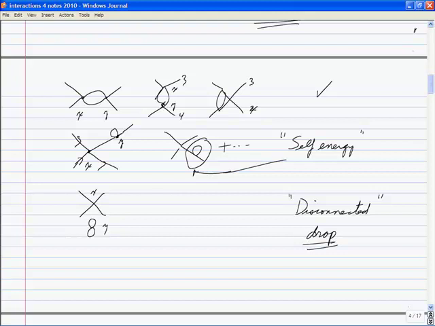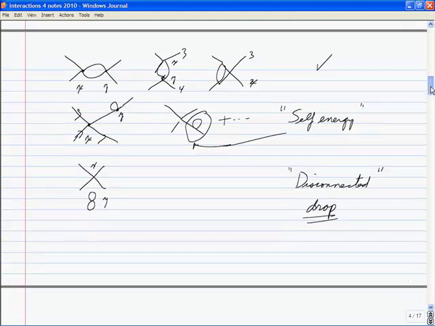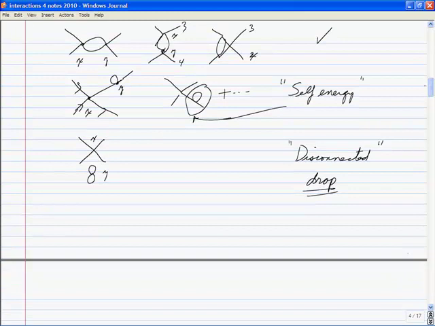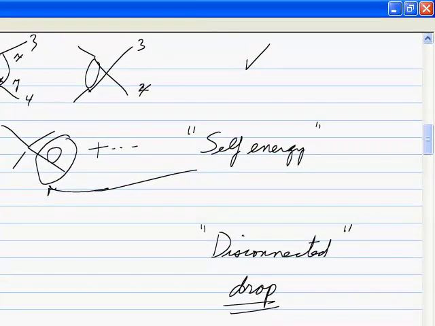All right, so I think we've got all our pictures out there. So let's calculate one of these. I'll take this one right there and calculate that.